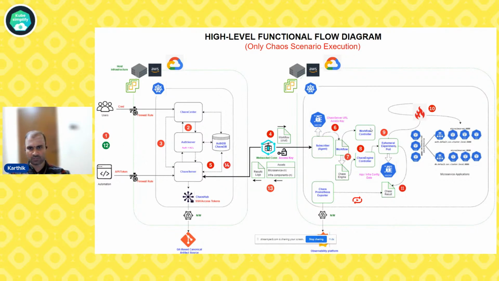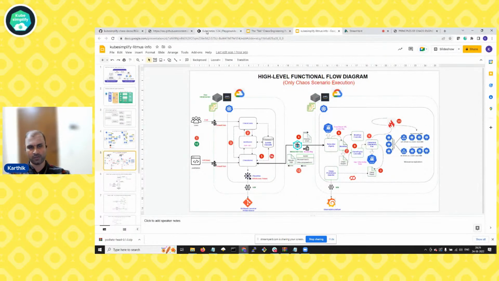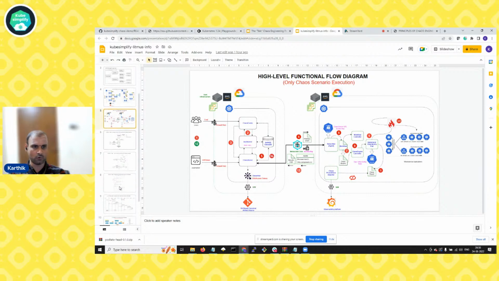And all these numbers that you see represent the sequence in which things happen when you run a chaos experiment. So we will be able to appreciate this better once we've done a little bit of setup and we've run our first workflow, right? And then we'll come back to this slide and we'll talk about what exactly happened when we ran the experiment. And if time permits and if there is interest, we'll talk about some low-level details of the architecture.